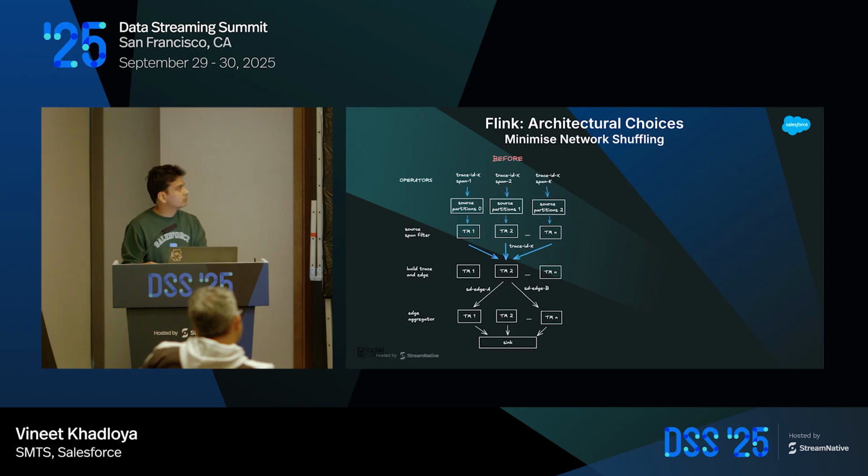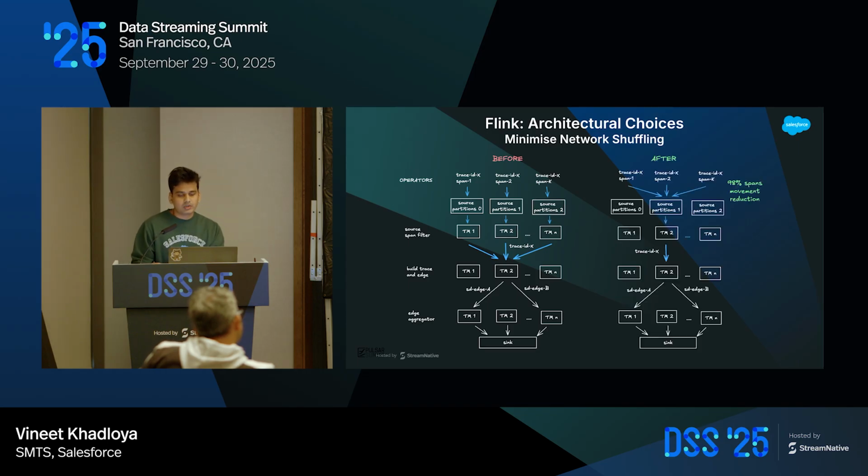We solved this problem by working closely with our collector team. We ensured that the data is co-located at the source. And this way we ensure that all the spans from the same trace are on the same task manager to begin with. The result of this is we saw a 98% reduction in span movement between the task managers. This eliminated the massive network shuffling operations we saw on Flink earlier. And this change significantly improved our pipelines and made it more stable and decreased its latency. So we could now process more with the same number of resources.